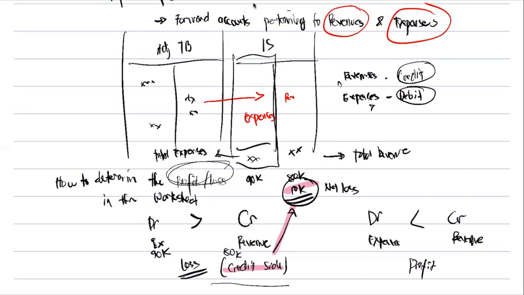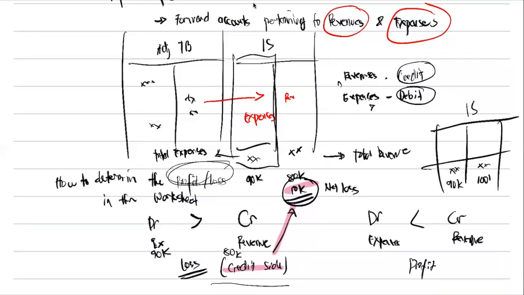How about a profit? There is a profit if your debit is lesser than your credit. So let's say this is your income statement column, and we have here our totals. Let's say this is 90,000 and our credit is 100,000. So debit is 90,000, which represents the expenses. Credit is revenue, 100,000. So it is lesser, and we call that a profit. There is a profit. So how much is the profit? 10,000 also. Where do we place a profit? Profit is placed on the debit side.